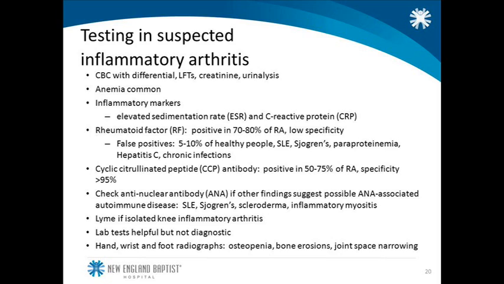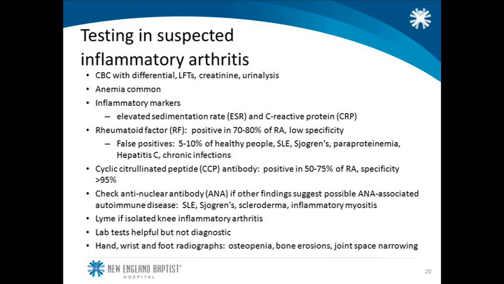Cyclic citrullinated peptide, or CCP antibody, is positive in 50 to 70% of patients with rheumatoid arthritis, and the specificity is greater than 95%, so much higher than that of rheumatoid factor. In a patient in whom I'm suspecting possible inflammatory arthritis, I check both the rheumatoid factor and the CCP antibody. They are both helpful. A very high titer positive rheumatoid factor confers a worse prognosis.